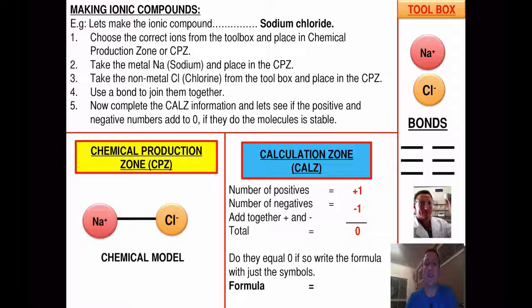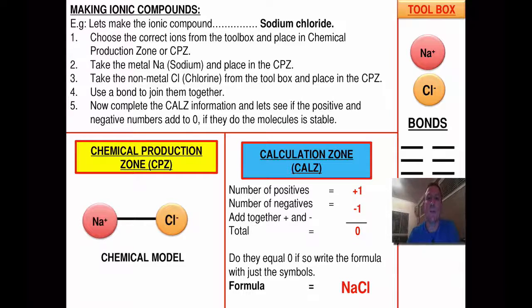So to determine the formula, all we have to do is write down the symbols we've got. We've got 1 sodium and we've got 1 chlorine. So the formula is NaCl.